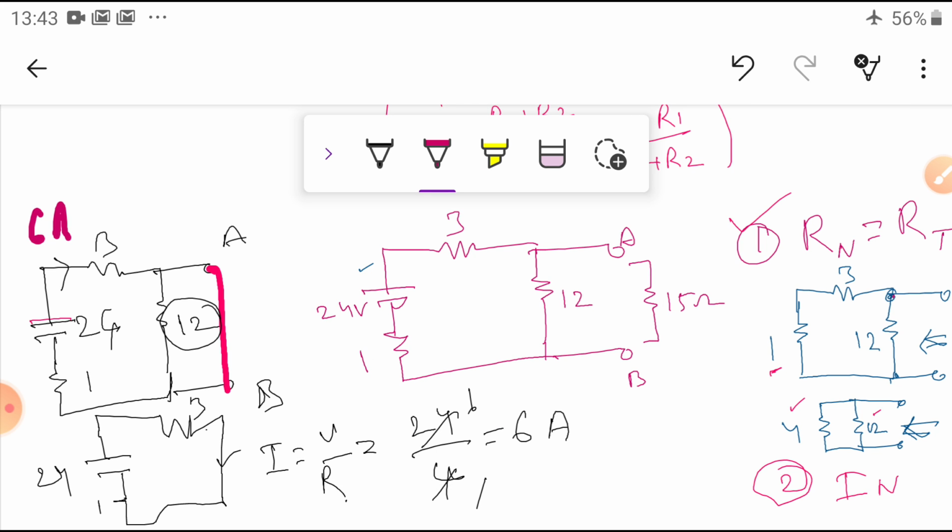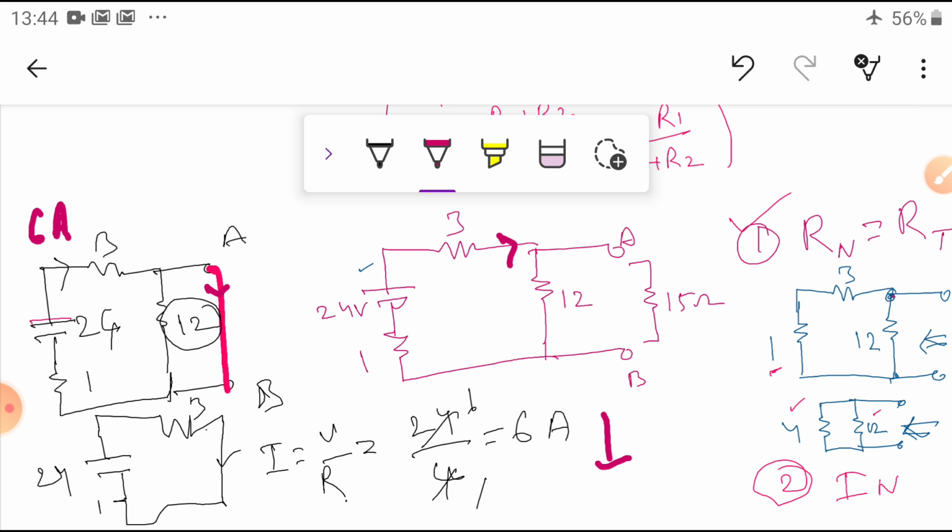Amperes current is coming here. Now I want to know what is the current flowing: 6 amperes. Now I know this one current. I want to know what is the current flowing here. Same 6 amperes coming, because it is shorted. The short circuit current is 6 amperes.